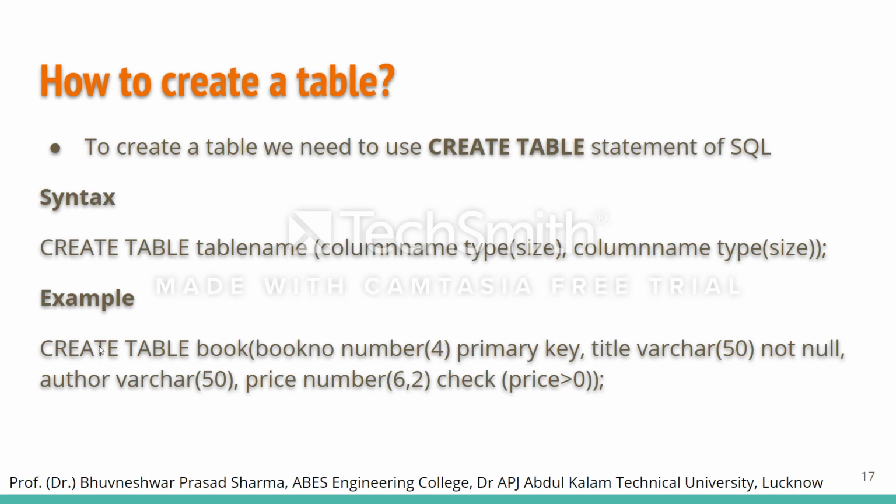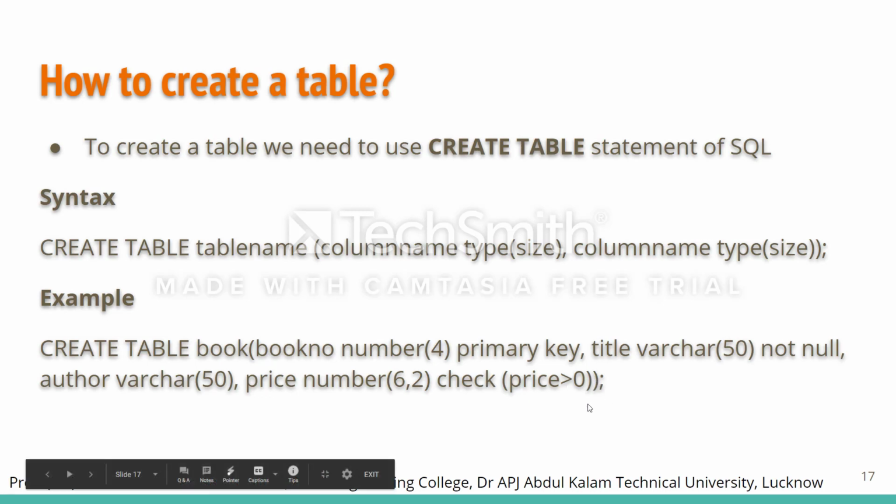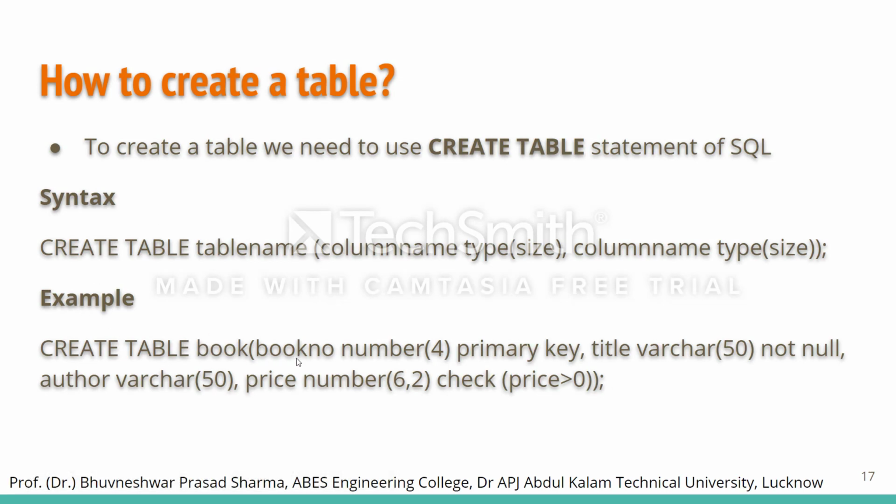Then here is an example. Suppose we say create table book. Book number is number 4, then primary key, then title, which is varchar 50, and the constraint is not null. Then author, the type is varchar, size is 50, then price is number 6,2, and the check constraint we have put is price greater than or equal to 0. Close the bracket and put a semicolon at the end to close the statement. So this is a real example to create a book table. This is just an idea of how we can use what is called syntax.